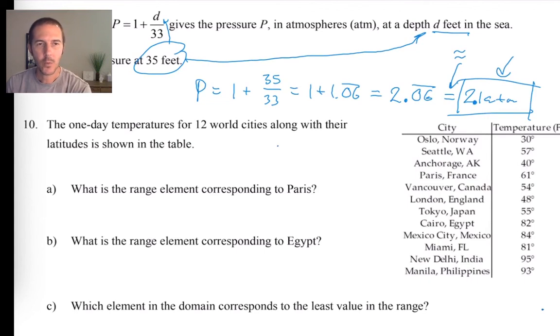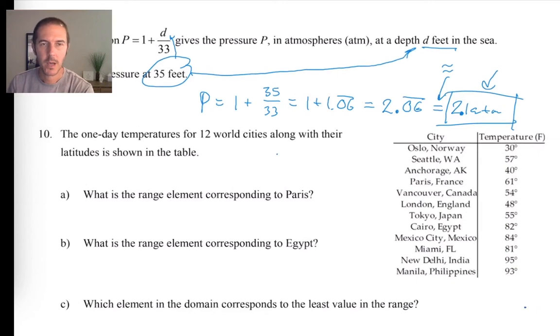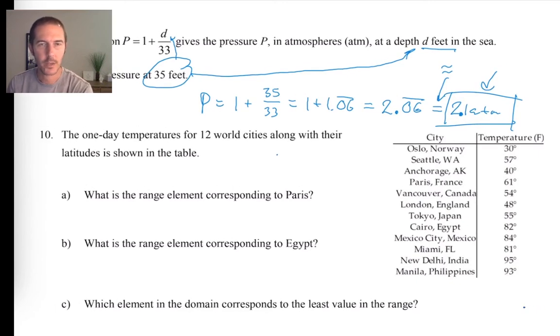In number 10, I don't want to go through all of these. I won't write them out. I don't anticipate that you're going to be copying down this table necessarily. If you have the ability to print these notes and you want to be filling it in, let's talk through it. The one-day temperatures for 12 world cities, along with their latitudes, that's interesting, is shown in the table.